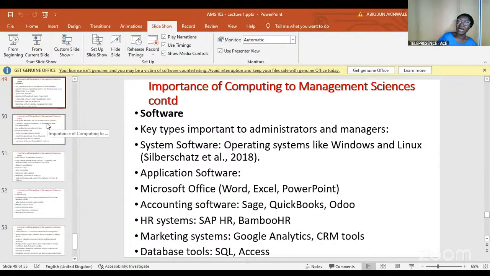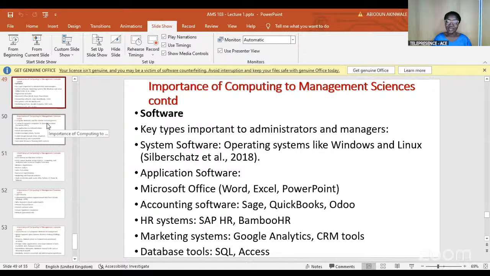Then we use data for all these processes and the services that we enjoy. They didn't just come from the cloud, they came from our computing science. Software, yes. For us as administrators, the system software we use majorly is Windows and then Linux and all that. And many of the application software, of course, Word, Excel.